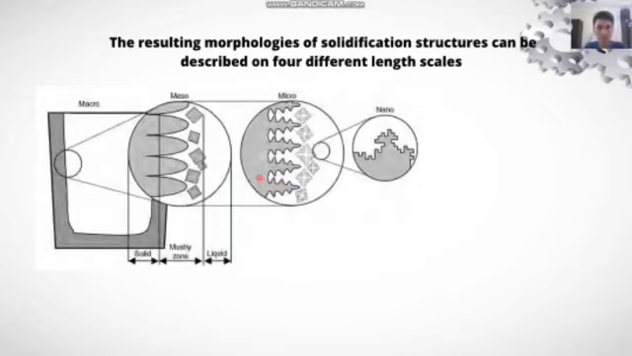The resulting morphologies of solidification structure can be described on four different length scales: macro, meso, micro, and nano.